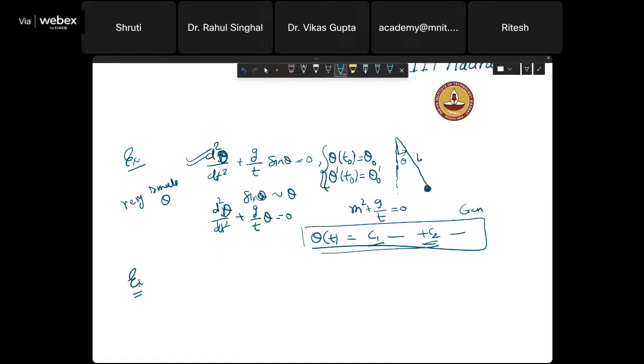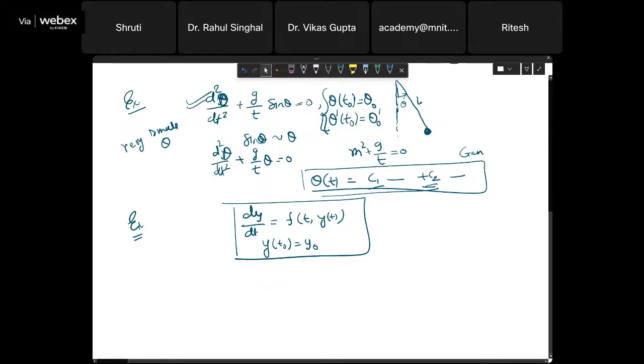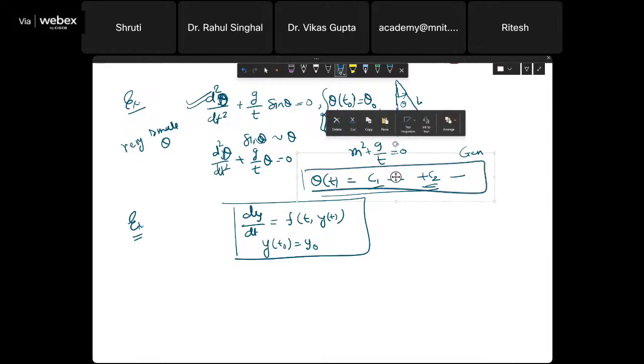So here I am simply starting with the first order initial value problem. In particular, I am going to take the form dy by dt equals f of t, y of t, with the condition y at t naught equal to y naught. This will be the initial value problem which I will focus on and give you the numerical methods for. First we will look into examples where we observe that the solution may or may not exist for some problems.